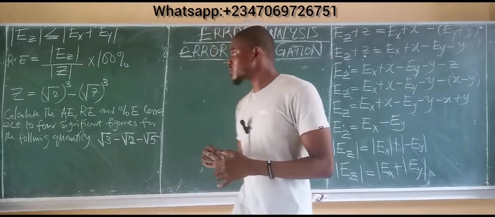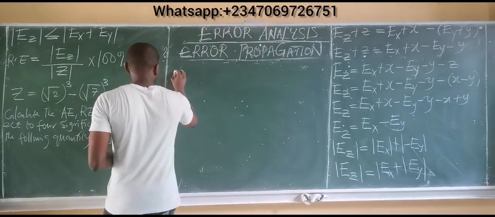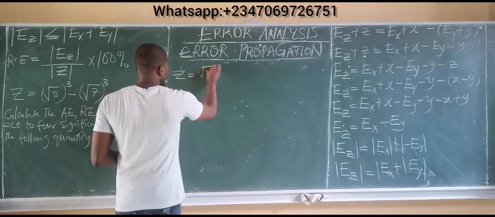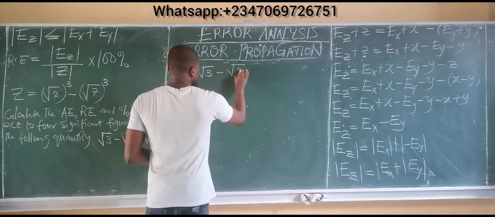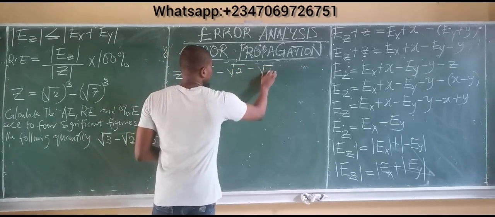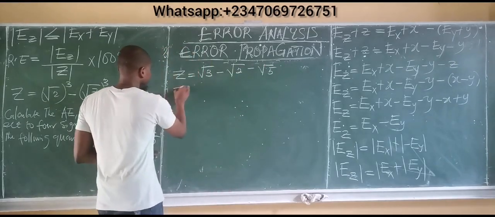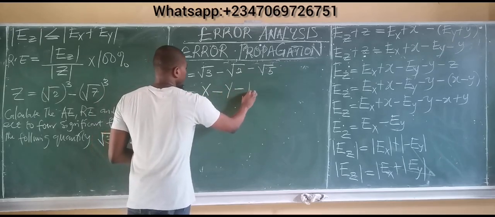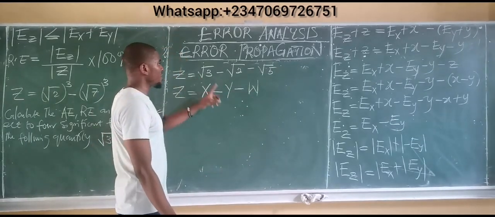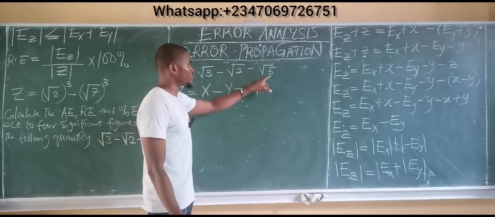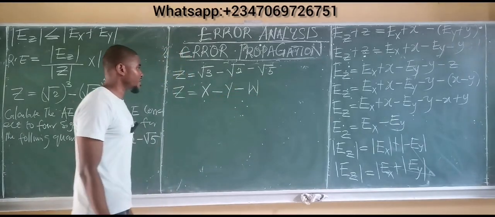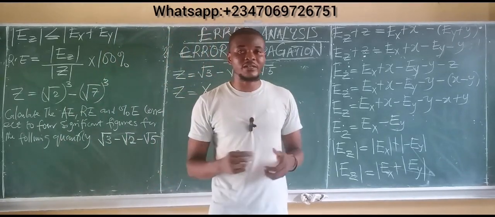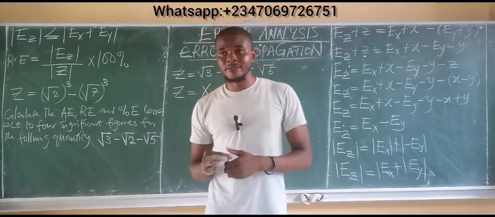But just to give you a hint, as explained earlier, simply say let the quantity z be equal to root 3 minus root 2 minus root 5. You can simply recall that z in this case is going to be x minus y minus w. So you assign x to root 3, assign y to root 2, assign w to root 5, then find their absolute error by taking the difference in true value and the approximate value. You can just lay your hands on it.